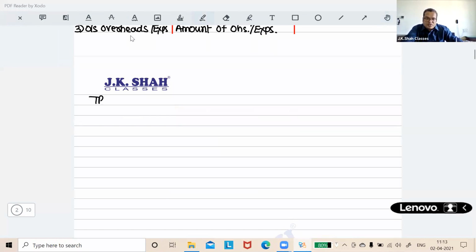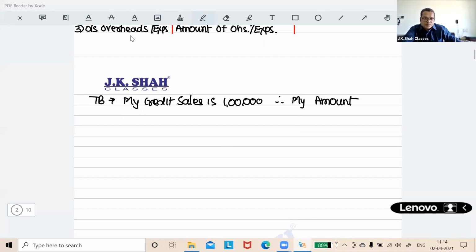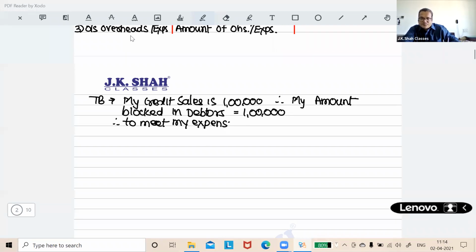See, the total basis fellow says: my credit sales is 1 lakh. Therefore, my amount blocked in debtors is 1 lakh. So, therefore, to meet my expenses, I will borrow 1 lakh from the bank. You understood what the total basis fellow's dialogue is?